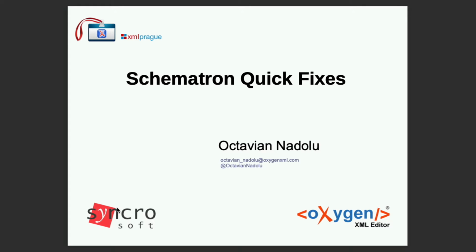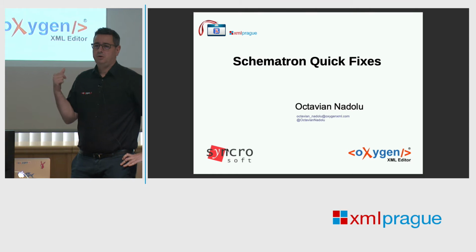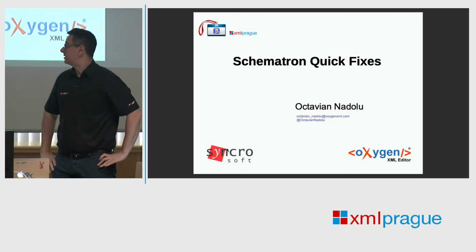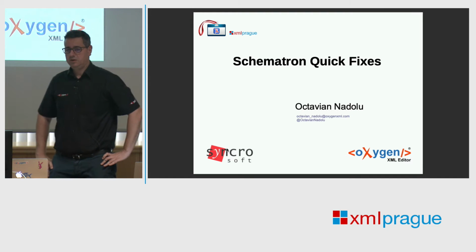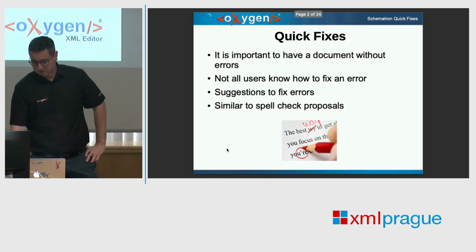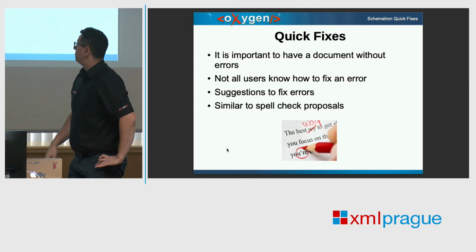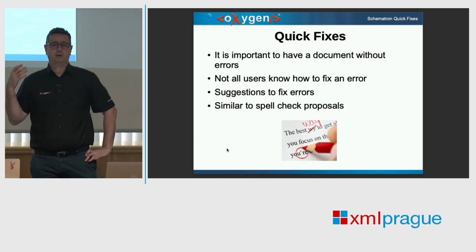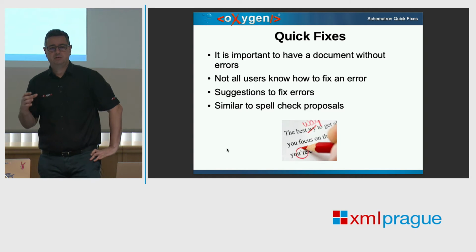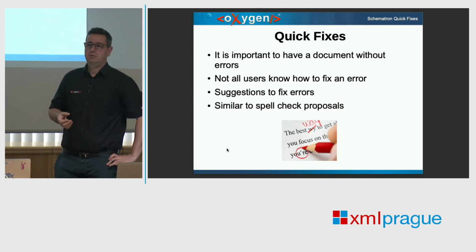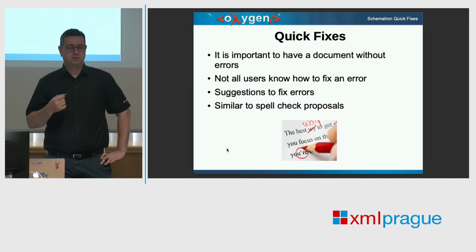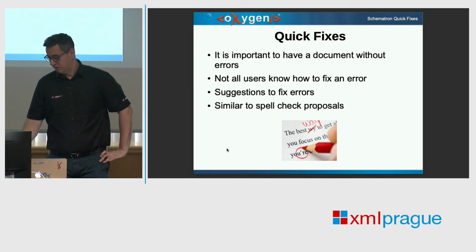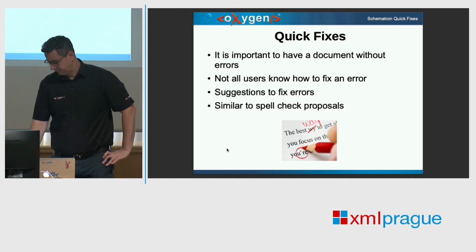So, my name is Octavian Nadolu. I'm part of the Oxygen team. Together with Nico, we started to work on the Schematron quick fix specification, and I will tell you a few things about this. The idea was: we have the errors, we know the message, and Schematron provides the support to see the messages, but it would be important to also have some actions that will correct them. So it will be easier for the users.